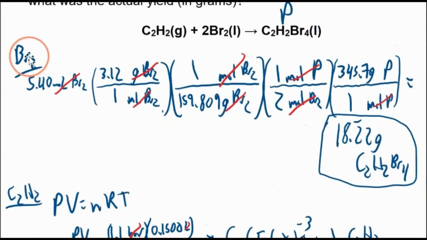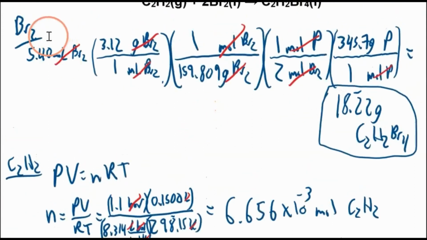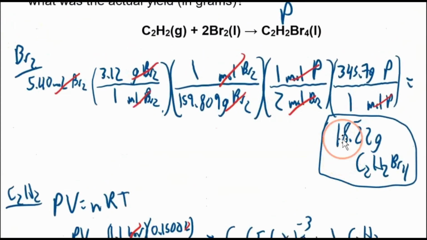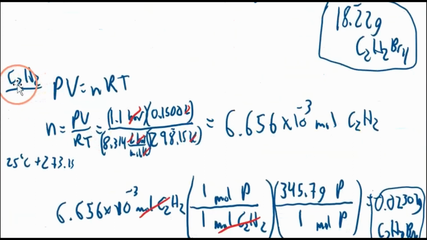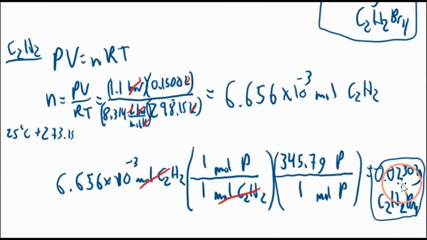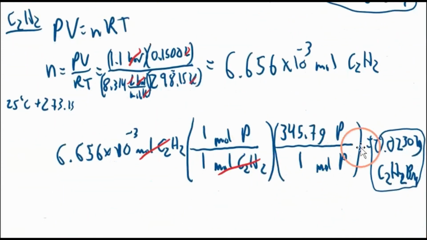Okay, so we have this many grams, assuming that the gas reacted fully. But if the other one, bromine, reacted fully, we could make 18 grams. So we have enough bromine to make almost 18 grams of product, but we only have enough of the C2H2 gas to make a fraction of a gram, like 23 milligrams of product. So we can't make this much product because we don't have enough of the gas. So this is limiting how much we can make.